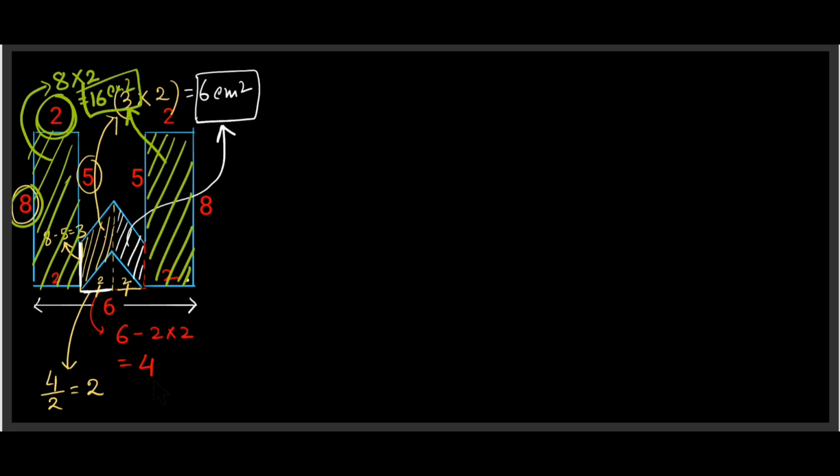Now the area of the whole W-shaped figure must be 16 into 2 plus 6 into 2. Now 16 into 2 is 32, and 6 into 2 is 12, and it must be 44 centimeters square. So this is our answer.